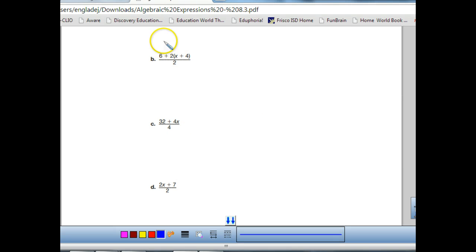Go ahead, I'm going to pause the video. Go ahead and see if you can figure out each of these. You can do them several ways, but I'm going to show you the way that I would probably do it, and see if you get the same answer if you don't necessarily do yours the way I do mine, okay? So go ahead and pause the video and do parts B, C, and D.